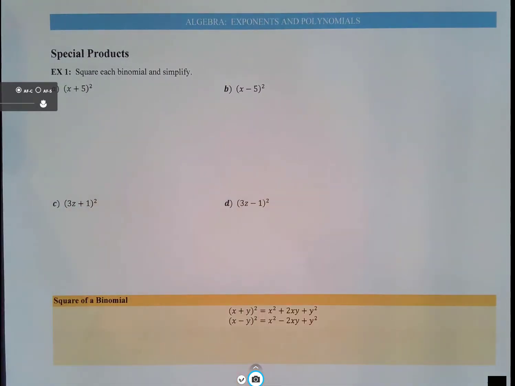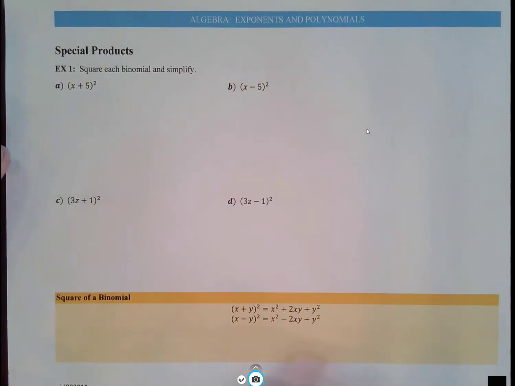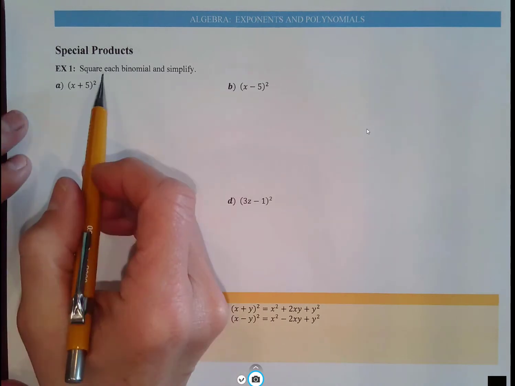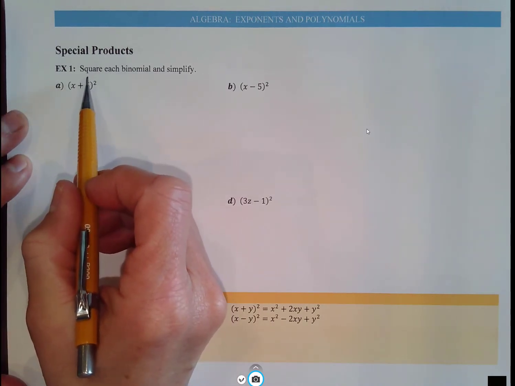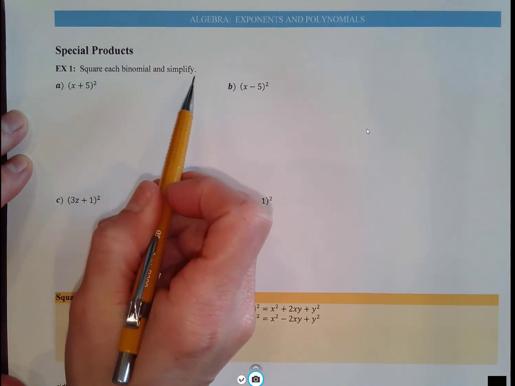Hello students, in this video we'll take a look at special products. So we're going to be multiplying polynomials and noticing some patterns. In example 1, our directions are to square each binomial and simplify.